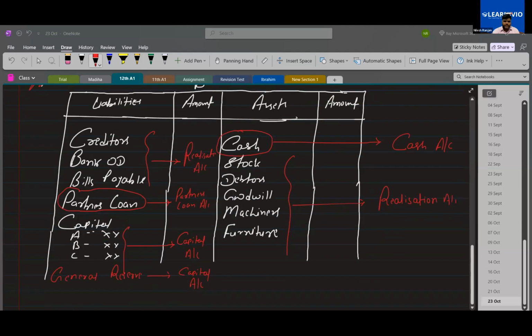So you have to write this balance sheet also.